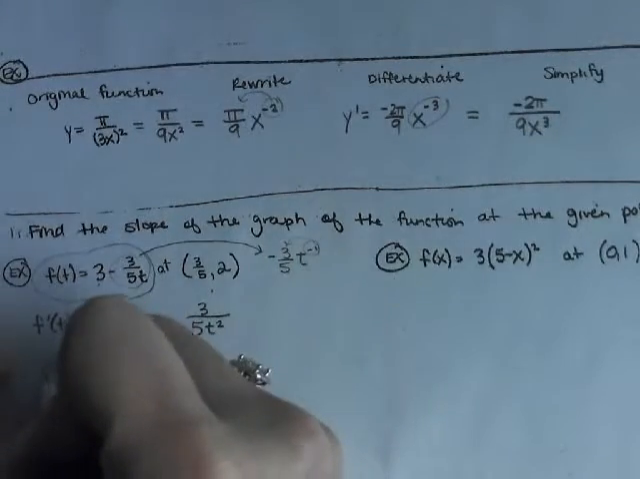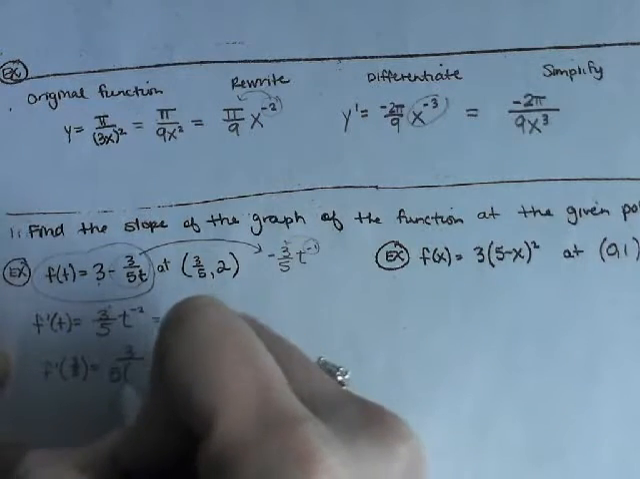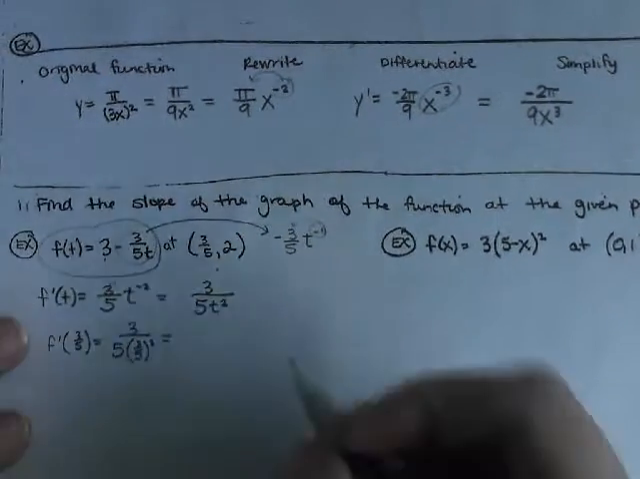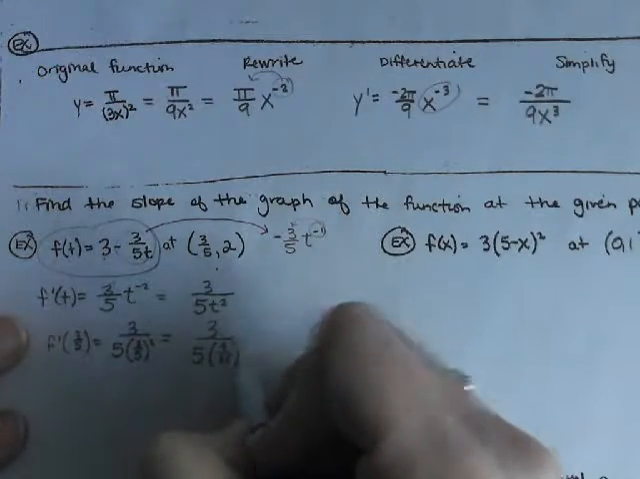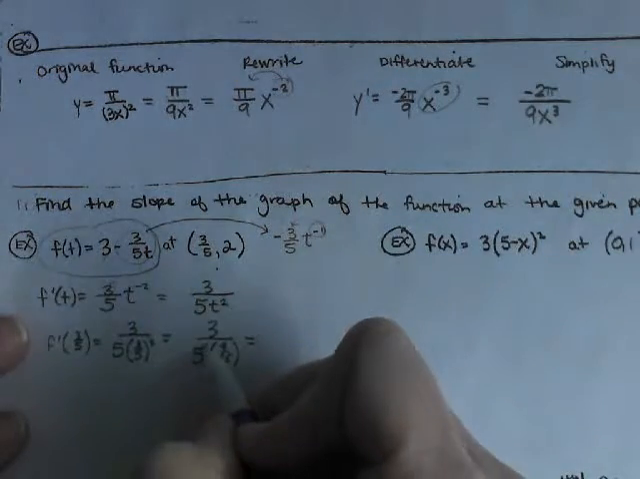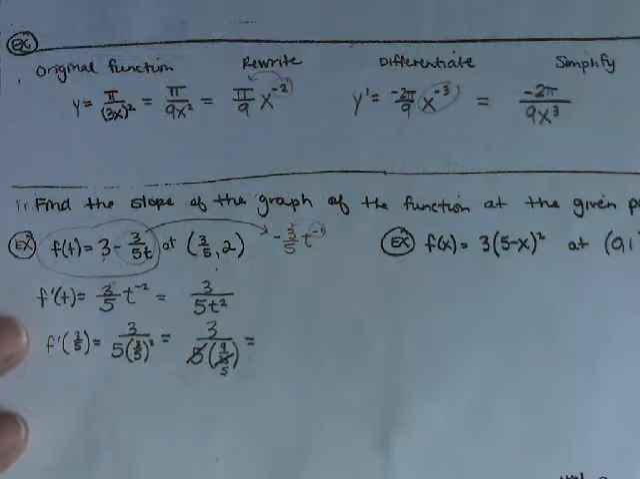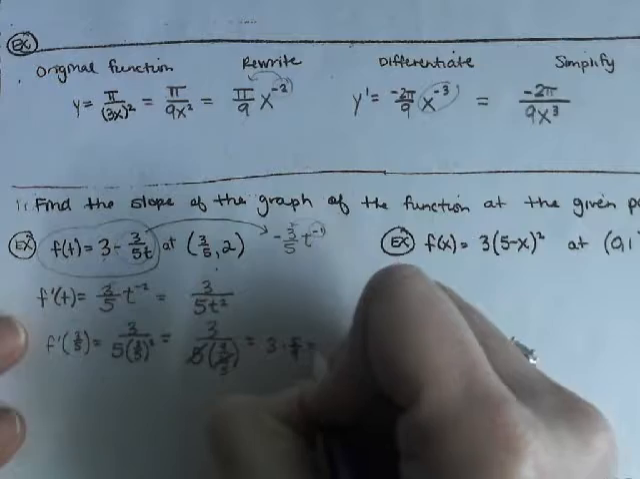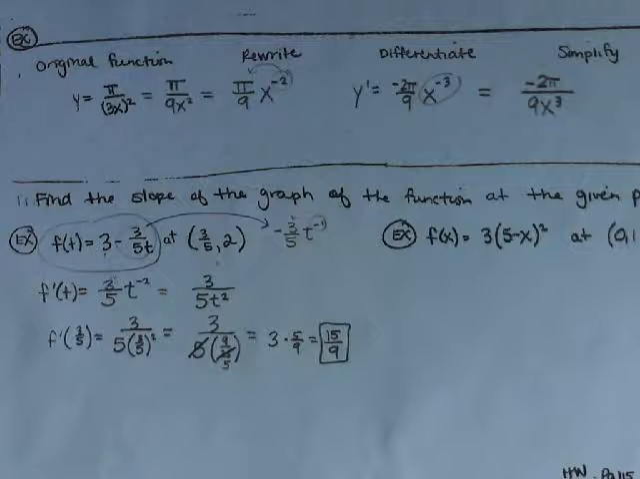Now let's evaluate it at the location 3/5. So f prime of 3/5 is 3 over 5 times 3/5 squared. We're just doing some arithmetic really here. Which is going to be 3 over 5 times 9/25. The 5 and the 25 will reduce to 1 over 5. So now it's 3 divided by 9/5. Keep, change, flip. We're going to get 15/9 as our slope at 3/5. Okay?